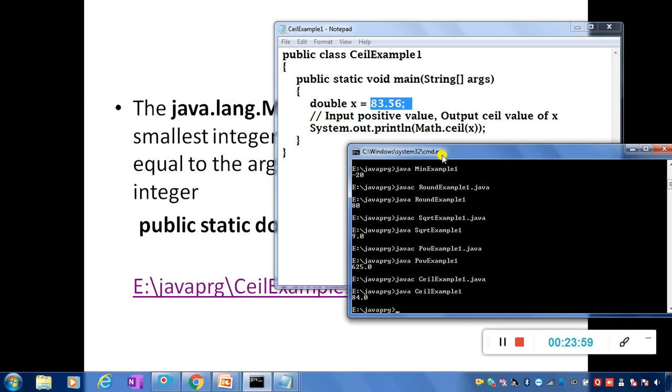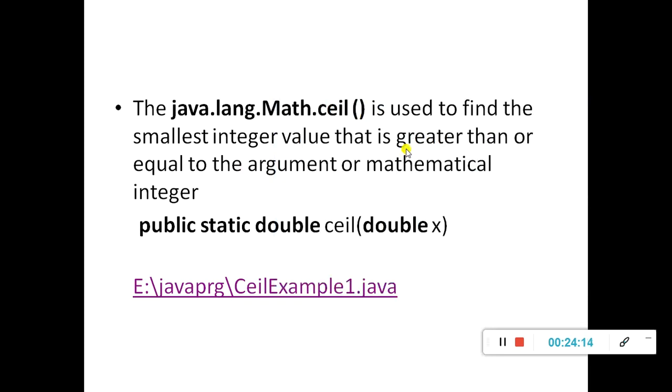So this is a double value, right? It is 83.56. So if you see, the nearest greater value is nothing but 84. Okay, so it is similar to rounding that particular variable.